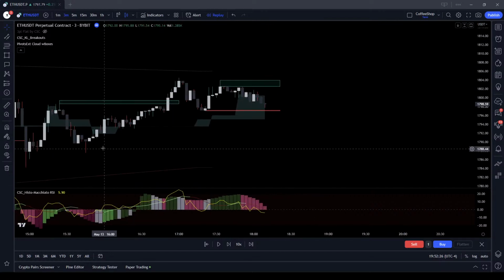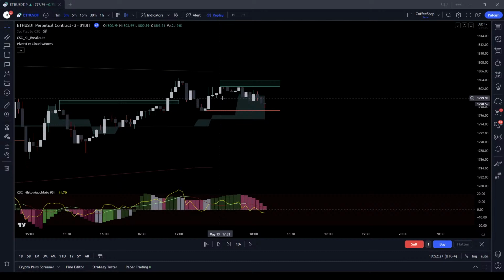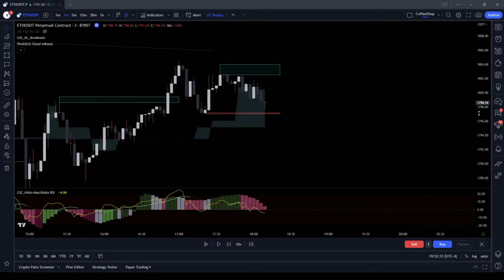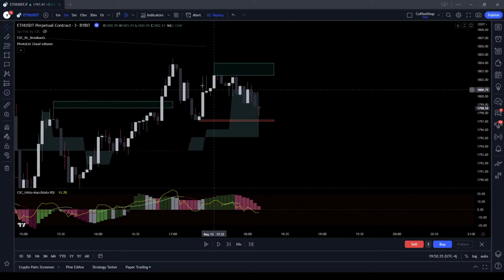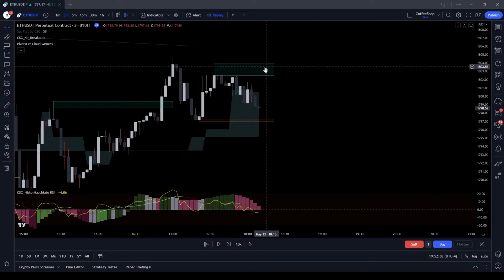It originally was above, came back inside the cloud. You have a breakout area. This is telling you this is an area that you need to break to end up into a short trade. And this is an area you need to break to end up in a long trade.